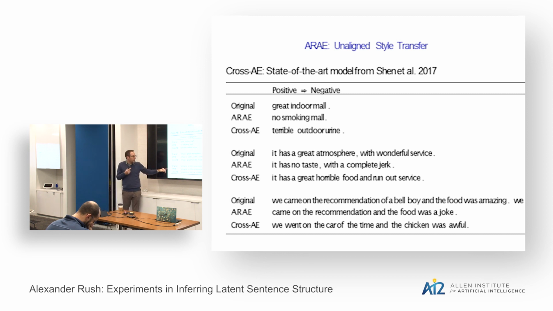Our model is ARI, and this is a model recently proposed by MIT. Given a sentence like, "we came on the recommendation of a bellboy and the food was amazing," we output, "we came on the recommendation and the food was a joke." Comparatively, the other model gives, "we went on the car of the time and the chicken was awful." Both successfully map from a positive sentence to a negative sentence. But the argument is that learning in this way, we keep most of the structure of the original.